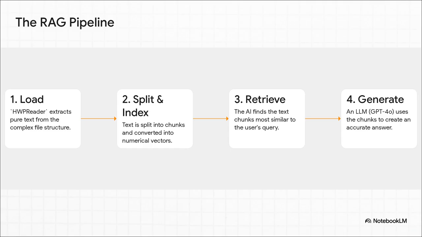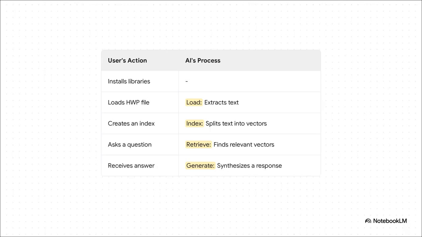And then it just looks for the text chunks with the closest coordinates. Finally, it hands those relevant chunks and your original question to a big language model to generate a brand new, precise answer. And this table just lays it out perfectly. It shows the relationship between what you do and what the AI does. You perform a few pretty simple actions, and in response, the AI runs through this whole sophisticated load, index, retrieve, generate pipeline. It's a really powerful partnership between what you want to know and the AI's ability to find it.